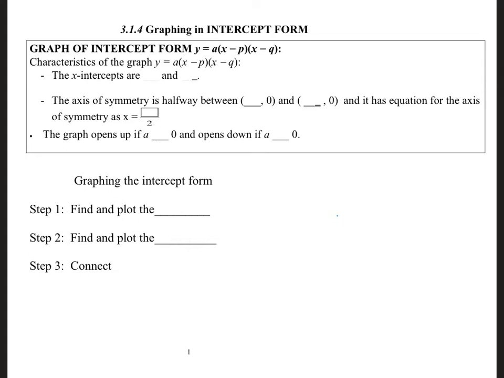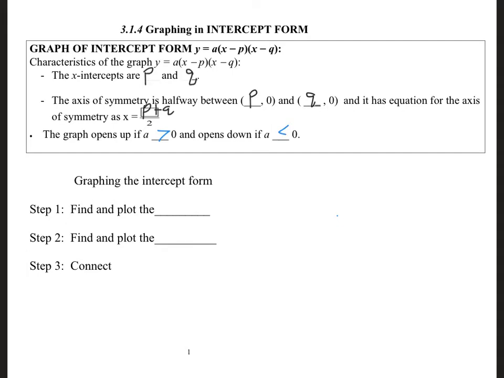The intercepts are points P and Q, and the axis of symmetry is halfway between those points P and Q, given by (p + q) divided by 2. The graph opens up if a is greater than 0 and opens down if a is less than 0.